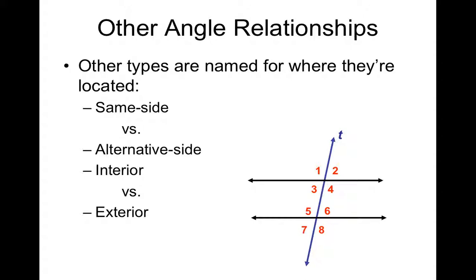Then we have interior angles, which are in between the two parallel lines. So in this case, angles 3, 4, 5, and 6. And finally, exterior angles are outside the parallel lines. So in this case, angles 1, 2, 7, and 8.